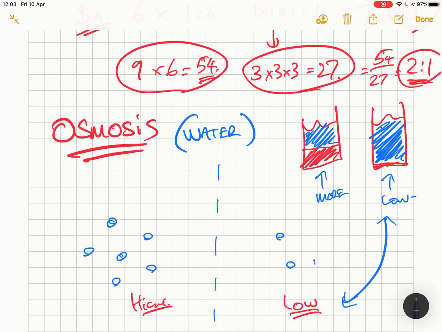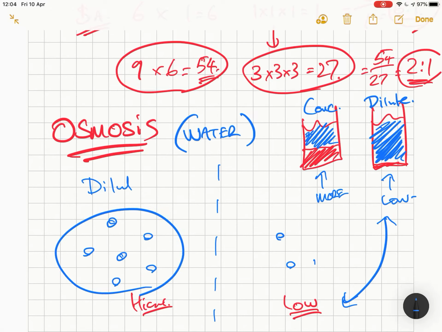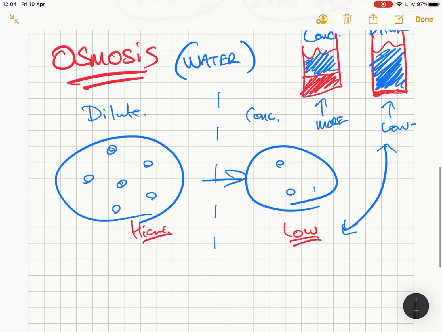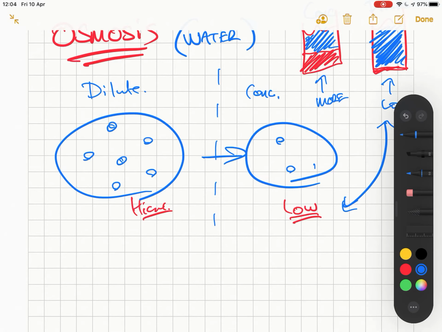Okay? So what is best to use in your description of the movement of these particles in osmosis is dilute and concentrated. This solution is dilute, this solution is concentrated. That will be a lot easier to follow in your exam answers when you're describing what's going on. Water will move from where there's lots of water, a dilute solution, towards where there is little water, which is a more concentrated solution.